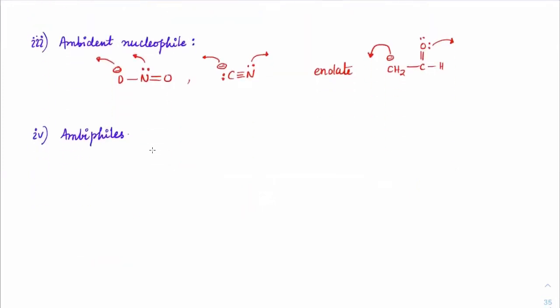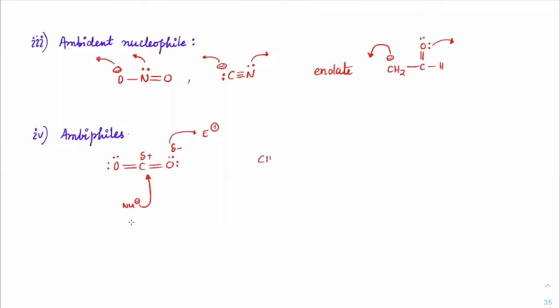Last one, ambiphiles. Ambiphiles means they will act both as electrophilic as well as nucleophilic. Like in case we check out CO2, we know that carbon has delta positive, but oxygen will have delta negative also, no? With lone pairs present on it. So if an electrophile approaches, it will accept electrophiles. If a nucleophile is coming, it will accept nucleophiles also. So these types of molecules are called ambiphiles, where both electrophilic and nucleophilic sites are present.